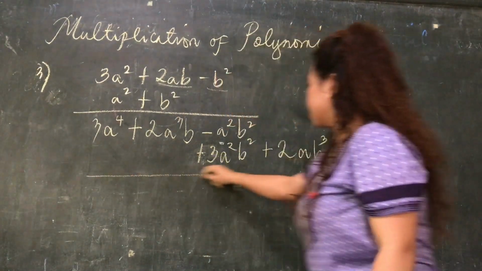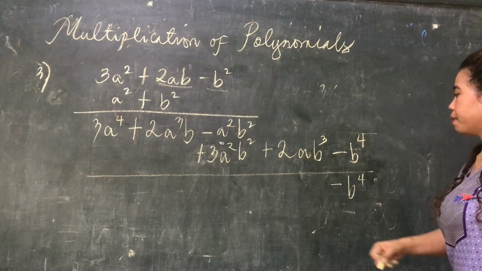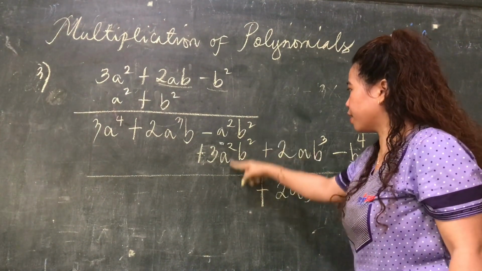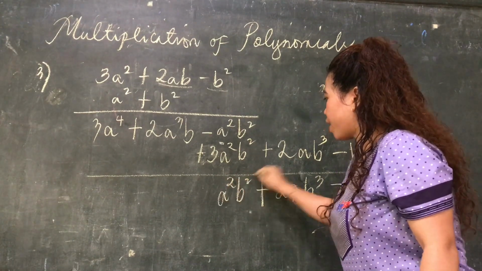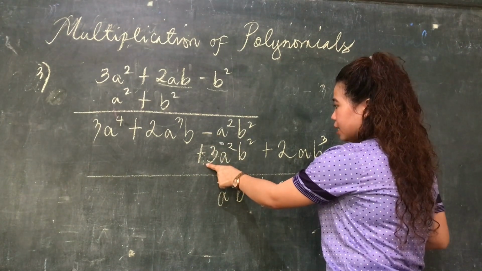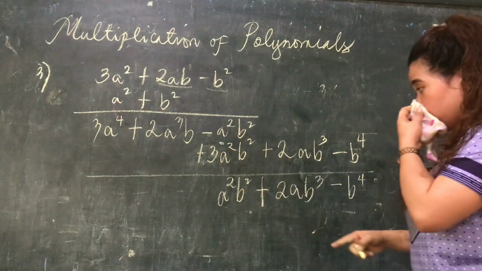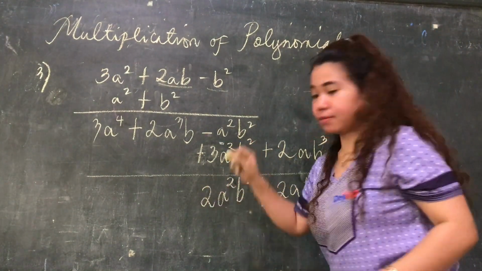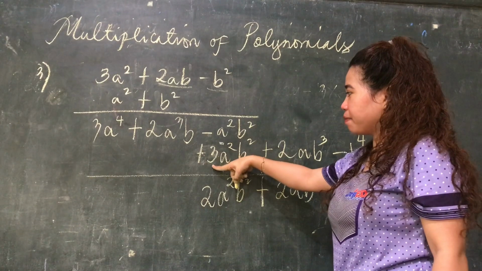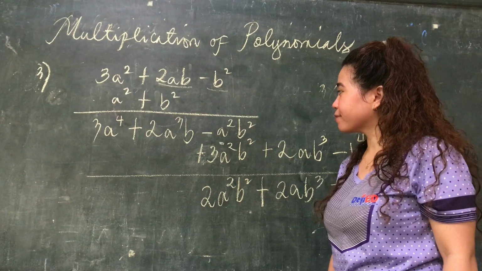And then let's add it all. Negative, bring down b to the 4th. Then bring down the plus, then bring down a squared b squared. And then look at the coefficients. Negative on top and positive below, the signs are not the same, so subtract. 3 minus 1, you have 2. Which is bigger, 3 or 1? 3 is bigger. The sign of 3 is positive. So positive 2.